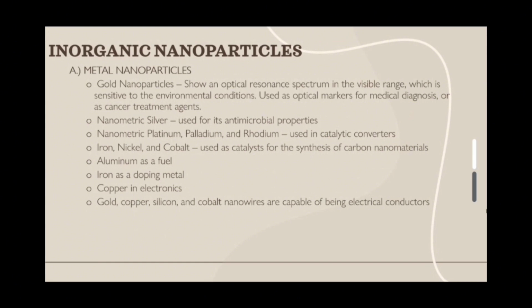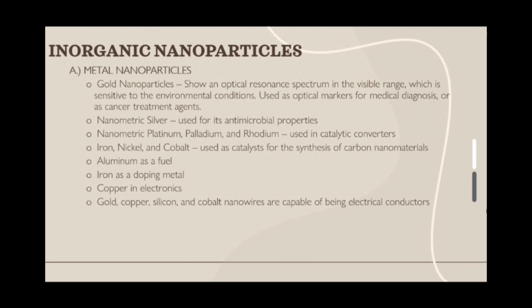Their unique properties make it possible to envision a series of applications, particularly as optical markers for medical diagnosis or as cancer treatment agents. Another example is the nanometric silver. It is produced in large quantities and is mainly used for its antimicrobial properties.